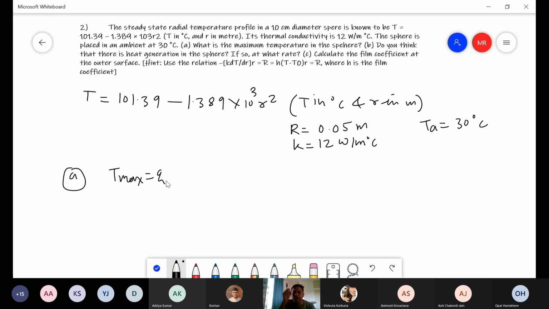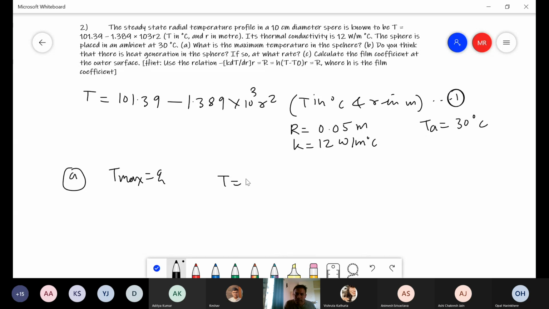Now, if you look at the temperature profile, let's say this is equation number 1. If you look at the temperature distribution here, clearly the temperature decreases as the radius is increasing, isn't it? Because of 1.389 into 10 raised to the power 3 into R square, there is a minus sign just before this, isn't it? So as radius increases, the temperature is going to decrease, isn't it? So clearly my maximum temperature is going to be at the center when radius R equals 0, isn't it?